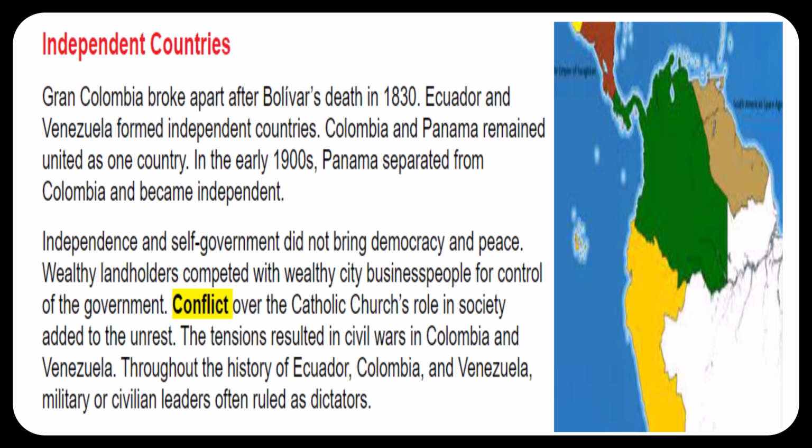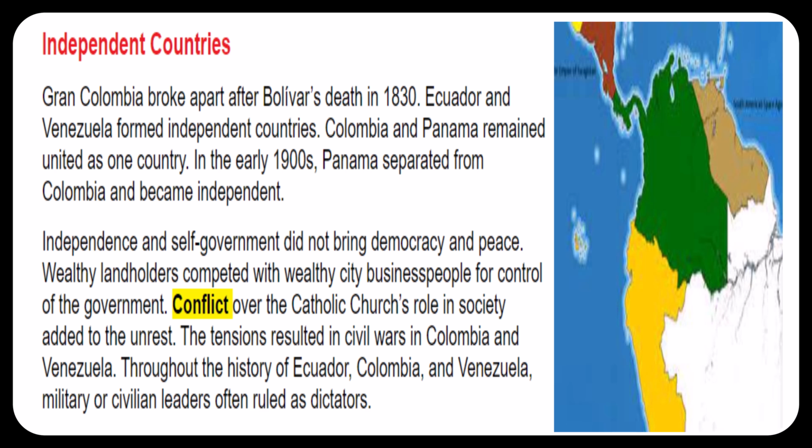Independent countries. Gran Colombia broke apart after Bolívar's death in 1830. Ecuador and Venezuela formed independent countries. Colombia and Panama remained united as one country. In the early 1900s, Panama separated from Colombia and became independent. Independence and self-government did not bring democracy and peace. Wealthy landholders competed with wealthy city business people for control of the government. Conflict over the Catholic Church's role in society added to the unrest. The tensions resulted in civil wars in Colombia and Venezuela. Throughout the history of Ecuador, Colombia, and Venezuela, military or civilian leaders often ruled as dictators.